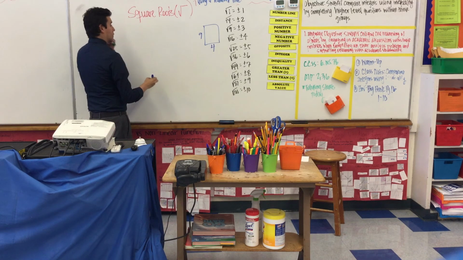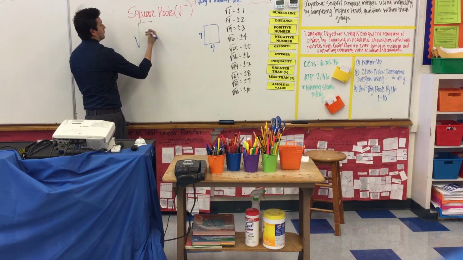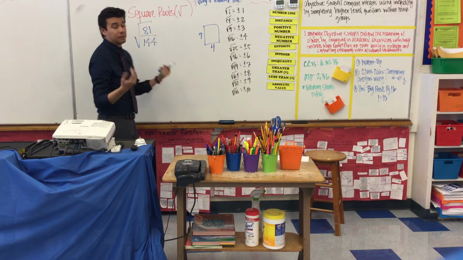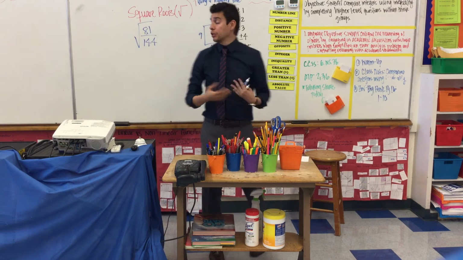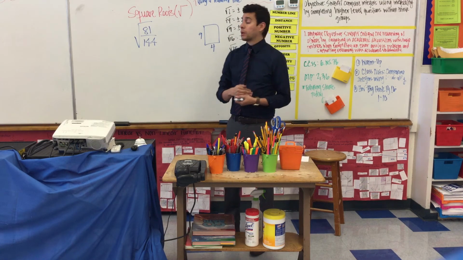Let's do square root of 81 over 144. Made it up. Don't be scared. It looks scary at first. It's actually very easy. Just break it up, okay?